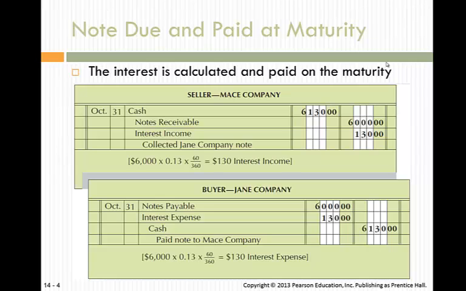Now let's look at how Jane Company records this payment of cash. It reduces its notes payable with a debit of $6,000. It then records the amount of interest it pays as an expense with a debit to interest expense of $130. Then it credits the amount of cash it pays, $6,130, with a credit.